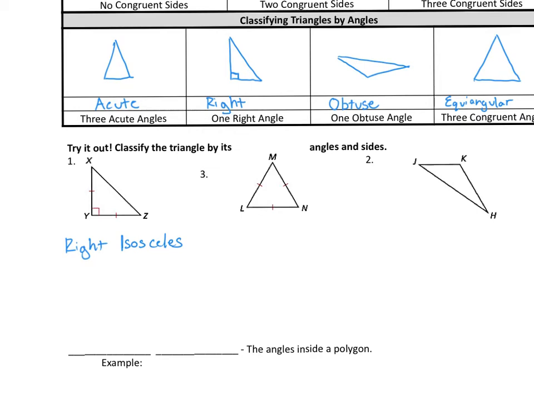This next one, I see that all the sides are equal. So there's only one type of triangle where all the sides are equal. That means it has to be equilateral. And I notice that all the angles are acute. So this is acute equilateral. This last one, none of the sides are equal. It doesn't have any tick marks. I know I'm dealing with a scalene triangle, and one of the angles here looks obtuse. So this is an obtuse scalene.